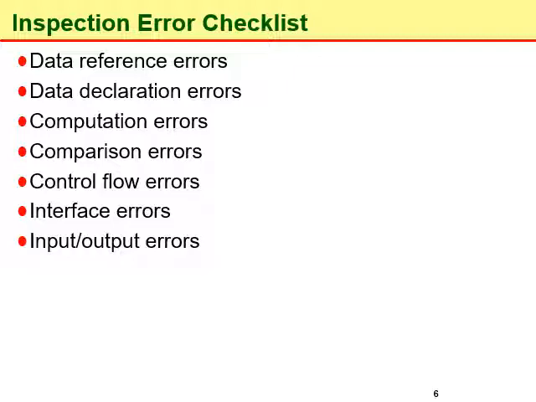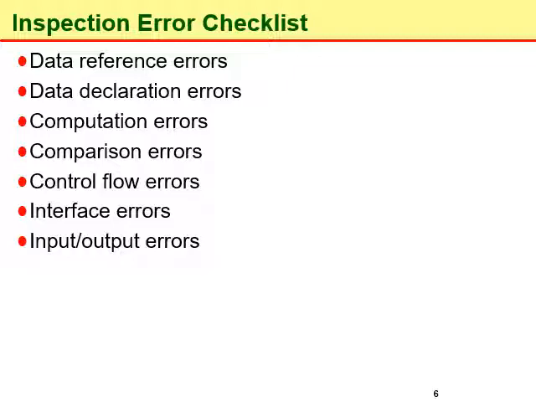So similarly, we may be interested in declaration errors. For example, have all the variables that are used in the program been declared or not. Similarly, we may be interested in looking at computation errors. For example, are there any computations that use variables having inconsistent data types? Similarly, comparison errors might be looked for. For example, are there any comparisons between variables having different data types, such as comparing a character string to an address, date, or any other number data type.